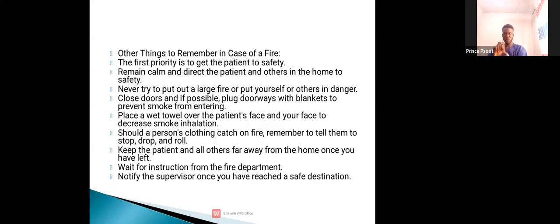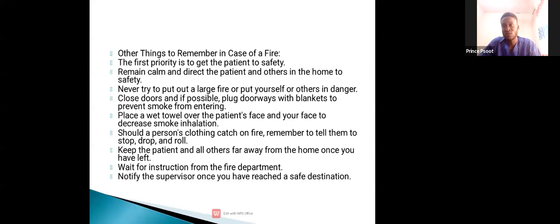and if possible, plug doorways with blankets to prevent smoke from entering. Then place a wet towel over the patient's face and your face to decrease smoke inhalation.